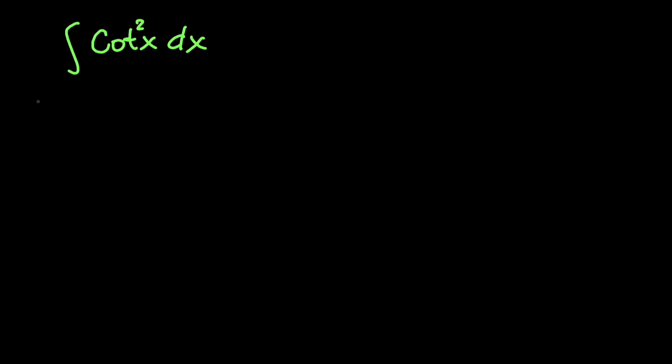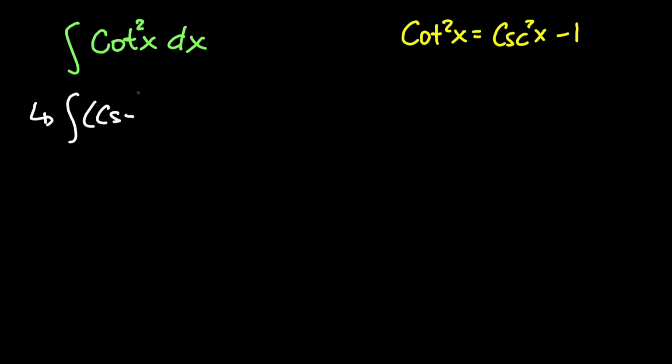Let's start with the integral of cotangent squared of x dx. And so, we will transform cotangent squared of x into its trigonometric form, which would be this. Cotangent squared of x would be equal to cosecant squared of x minus 1. And so, by transforming this, it would become the integral of cosecant squared of x minus 1 dx.